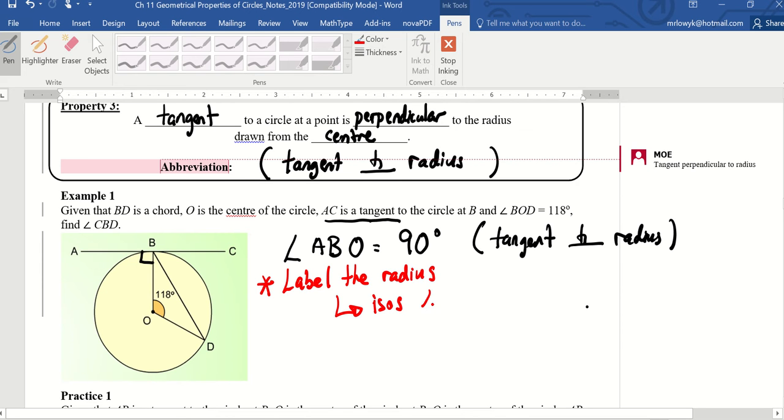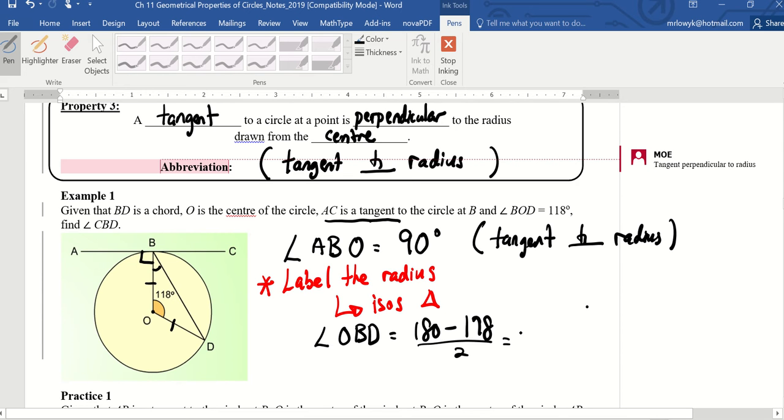Is that okay? So let's label together. So if I label this radius, do you see an isosceles triangle? Then the question becomes very easy because they want to find angle CBD. So I can first find angle OBD. I want to find the small angle first, right? So this equals 180 minus 118 divided by 2. What's the answer, Nigel? 31.